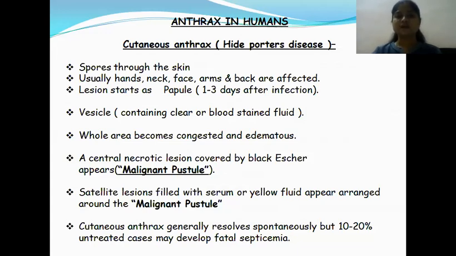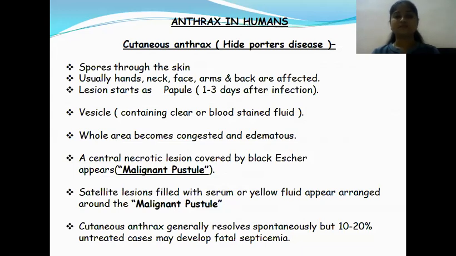The lesion starts with a papule which turns into a vesicle. Later on the whole area becomes congested and edematous and it turns into a lesion called a black eschar. This is a lesion with central necrosis. This black eschar is also called a malignant pustule.